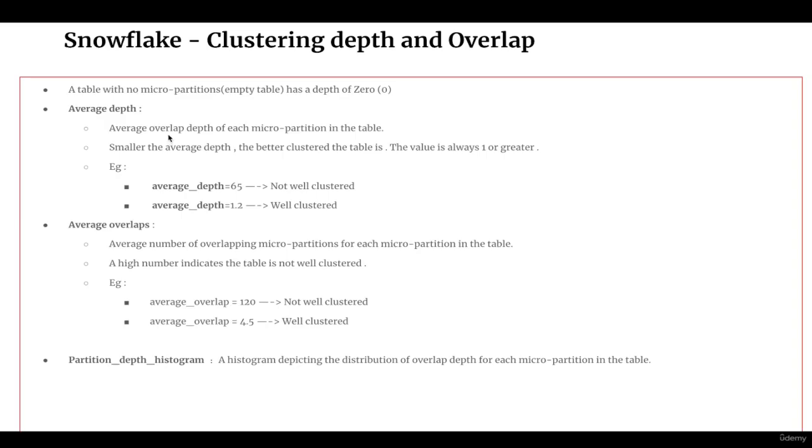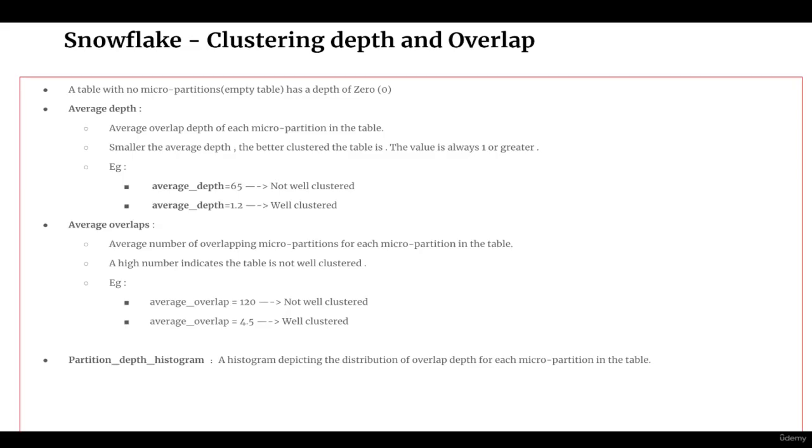Now an average overlapping depth is the average number of depths of each micropartition in the table. Simple. Smaller the average depth, better clustered the table is. Now this value, as I mentioned earlier, is always 1 or greater. If you have a huge table, let's say, with an average depth of 65, you just know it's not well clustered. If you have a table with an average depth of 1.2, it's pretty decently clustered.